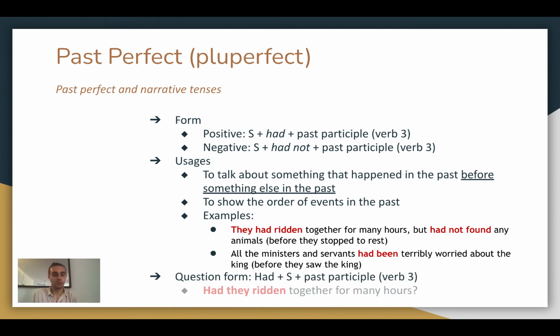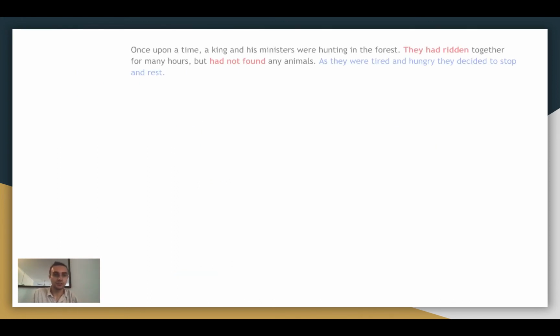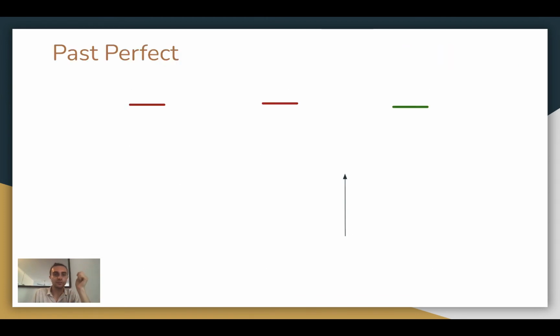We can also form this in question form: had they ridden together for many hours? So we simply change the order of some of the elements of the sentence. So you have they had ridden together for many hours, but had not found any animals. As they were tired and hungry, they decided to stop and rest. So they had ridden together and had not found any animals before they decided to rest. So this might help you understand the past perfect.